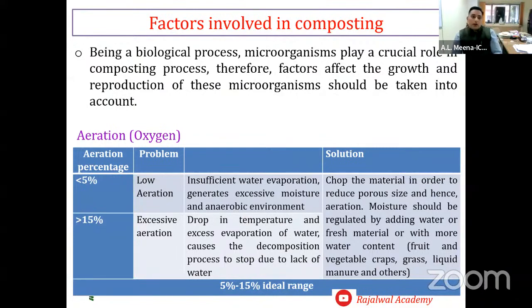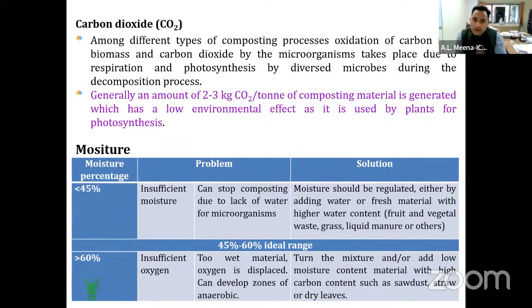Now coming to carbon dioxide. Among the different types of composting processes, oxidation of carbon into biomass and carbon dioxide by the microorganisms takes place due to respiration and photosynthesis by diverse microbes during the decomposition process. Generally, 2 to 3 kg of carbon dioxide per ton of composting material is generated, which is already used by the microbes for their body assimilation. So during composting, a very small amount of carbon dioxide is generated.